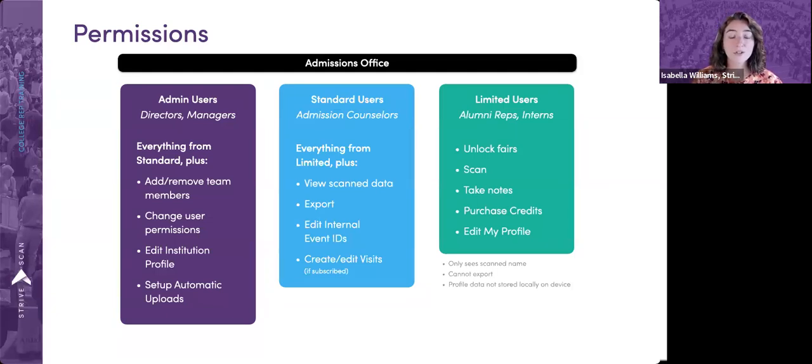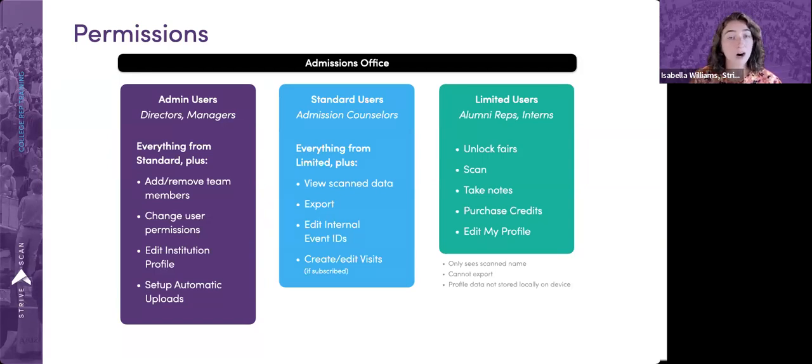Moving over to our standard users, they can also unlock fairs, scan, and take notes exactly the same as a limited user, but what's different is that they can view all of the scanned data and see the student's full profile on their screen when they scan. They're also able to export the data after the fair. Standard users are able to add and edit internal event IDs, which we'll talk a little bit more about later. And if your institution's using StriveScan for visits, then standard users will be able to create and edit those visits.